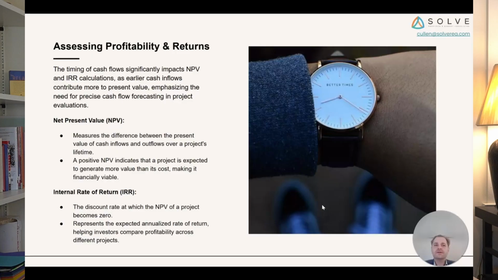IRR is quite similar to NPV. It is, in fact, the discount rate at which the NPV of a project equals 0. It's really just another way of comparing the returns. Sometimes you want to see the return in terms of the dollar value it's worth. Other times you want to compare it to other investments that you may have with differing rates of returns.